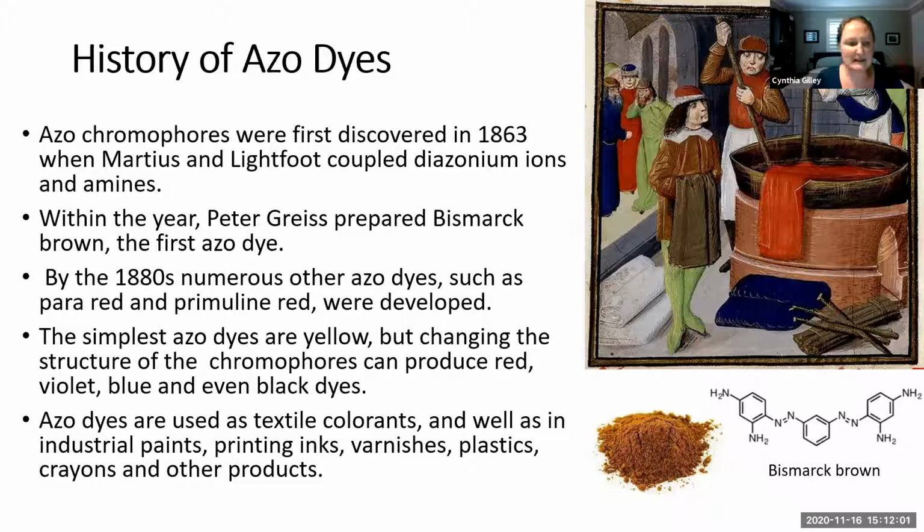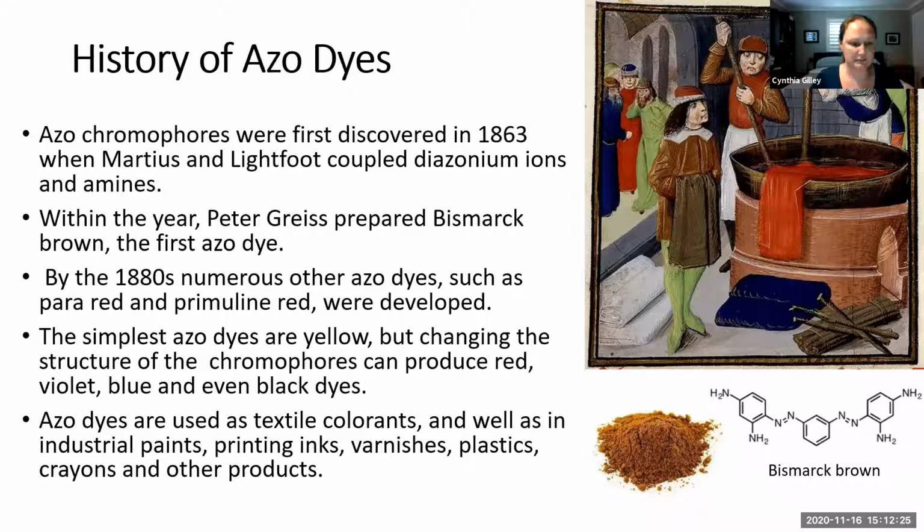Some of the simplest azo dyes, meaning they have the least number of substituents, for example, like the one I showed on the first slide, those are actually yellow in color. But by changing the structure, right, of the chromophore, you can produce other colors, commonly orange and yellow, but even blues and black dyes can be produced.